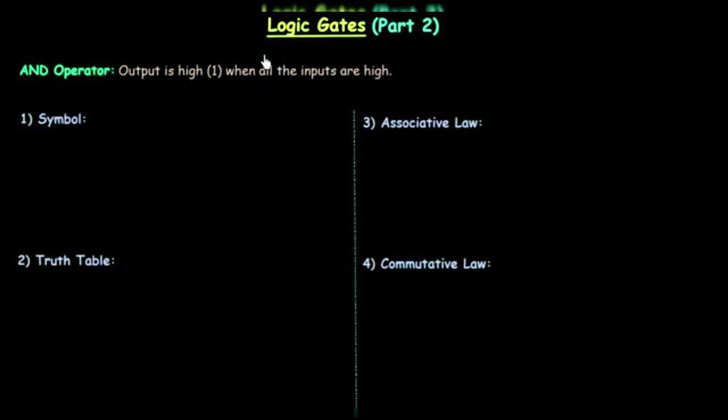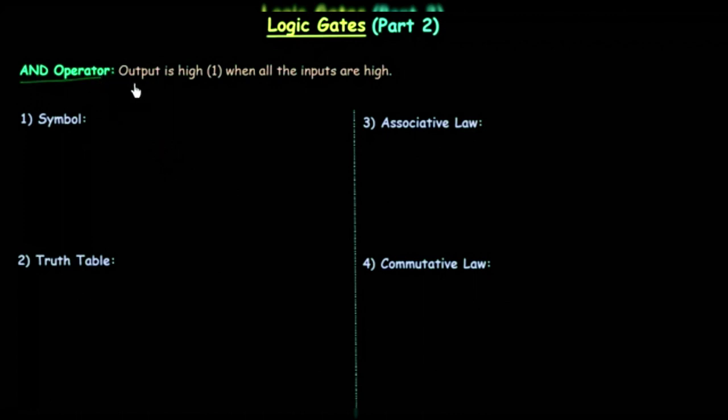In the last lecture we completed the NOT gate. In this lecture we will complete the AND gate. There are points that we have to discuss. First one is symbol, second one is truth table, then we have associative law and commutative law. I will explain all of these one by one, and we will start with the AND operator.